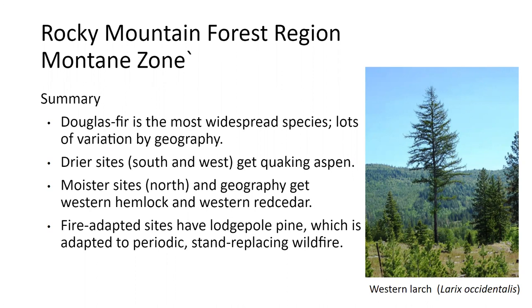We have drier sites, moist sites, and fire-adapted sites. The drier sites are generally found in the south and west, and they have quaking aspen. The moist sites add western hemlock and western red cedar, which are species more commonly found in the Pacific Northwest. And then the fire-adapted sites, right? Through Yellowstone and maybe more of that eastern edge of the Northern Rockies, we have lodgepole pine as the dominant species, which is specially adapted to periodic stand-replacing fire.